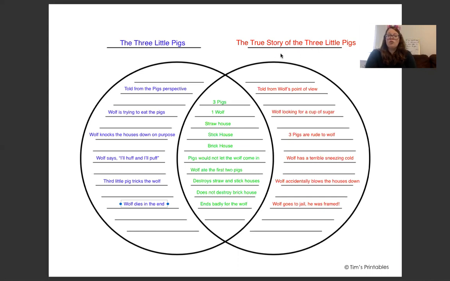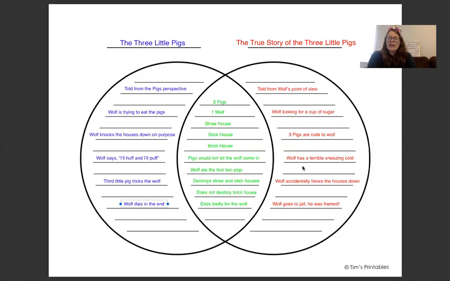I have the true story of the three little pigs in red. So let's see what was different about this story. It was told from the wolf's point of view, or the wolf's perspective. That means we were hearing the wolf's thoughts and the wolf's feelings during the story. The wolf was looking for a cup of sugar for his granny's birthday cake. The three pigs were rude to the wolf.